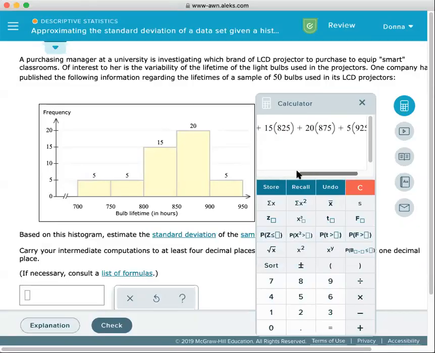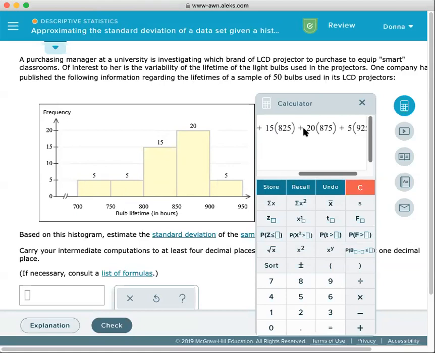So now I've entered in the values. I have 5 for the first frequency times the first midpoint of 725. So I have 5 times 725. 5 is the next frequency times 775. 15 times the next midpoint of 825. 20, that frequency, times the midpoint of 875. And then the last one had a frequency of 5 times the midpoint of 925.